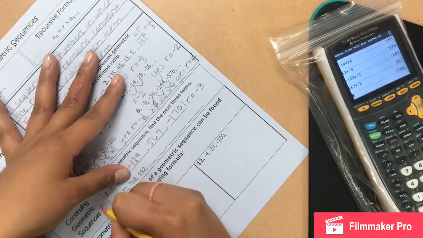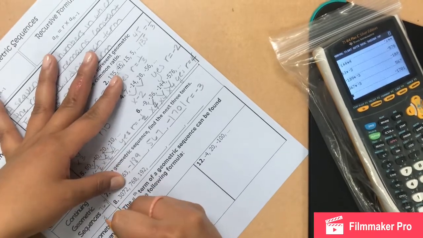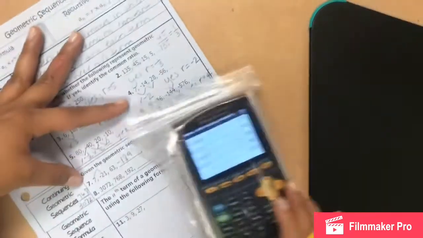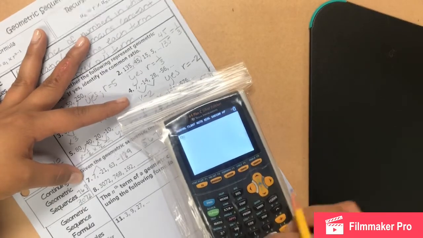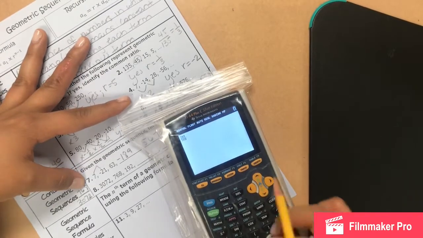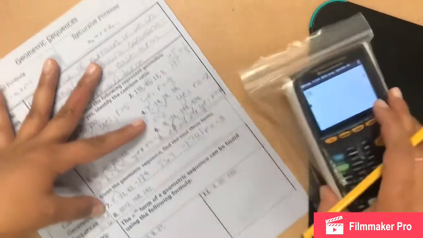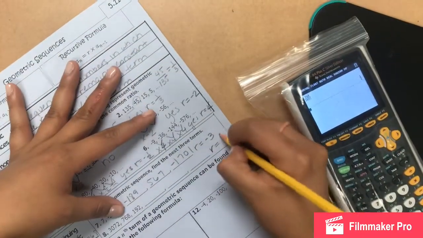take the second term over the first term and just see what I'm multiplying by. So 768 over 3072 simplifies to 1/4. So my common ratio would be 1/4. So let's see the pattern.